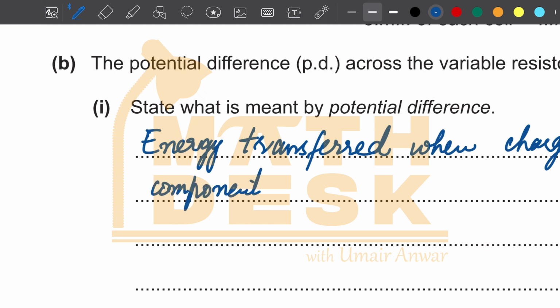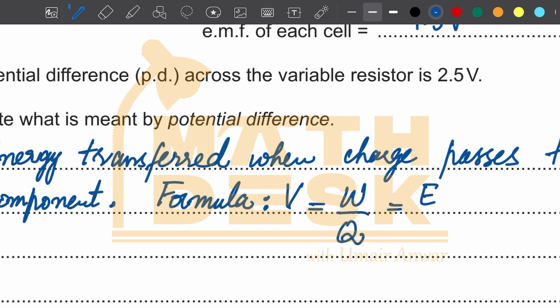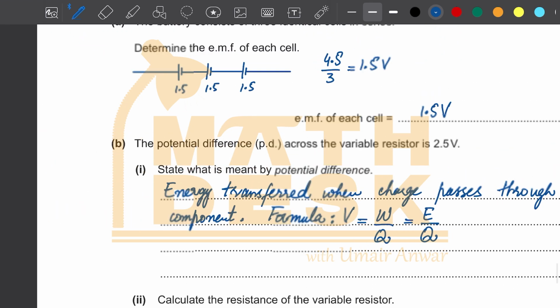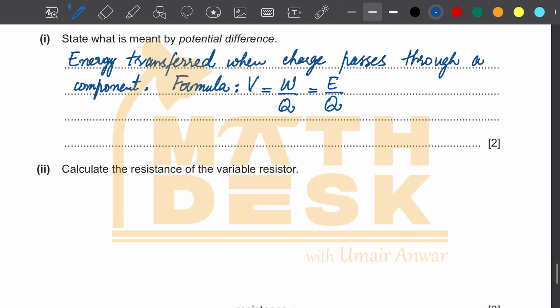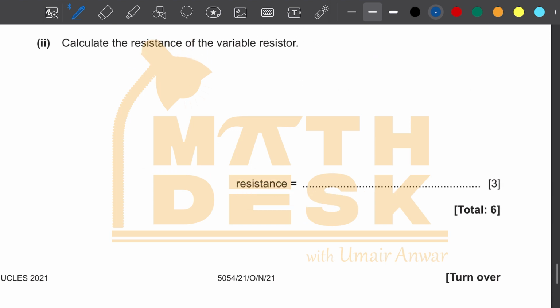So we also have to write the formula. The formula for finding the potential difference could be work done upon charge or energy upon charge. So this would be sufficient for a 2-mark question. Now the next part says calculate the resistance of the variable resistor.